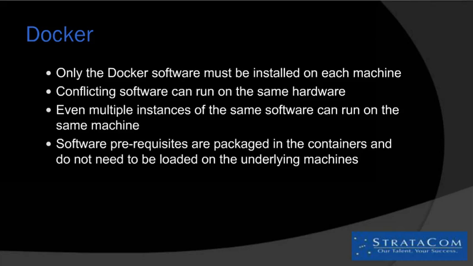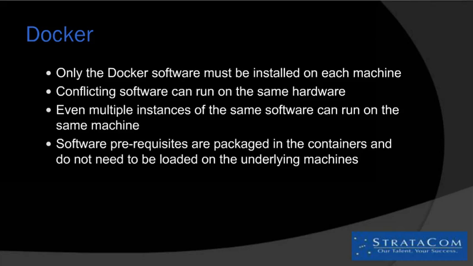Conflicting software can run on the same hardware. If you've got two pieces of software, especially on the Linux side in the Java world, a lot of times you'll have software that cannot run together because they need different versions of Java. Well, Docker containers can run on the same machine because the version of Java that they need, or the little bits of Java that they need, are actually bundled inside of the container. You don't have to worry about mismatching your Java versions. Even multiple instances of the same software can run on the same machine. So you can have different versions of the same software running on the same machine because they're not crossing up DLLs and Java jar files and things like that.